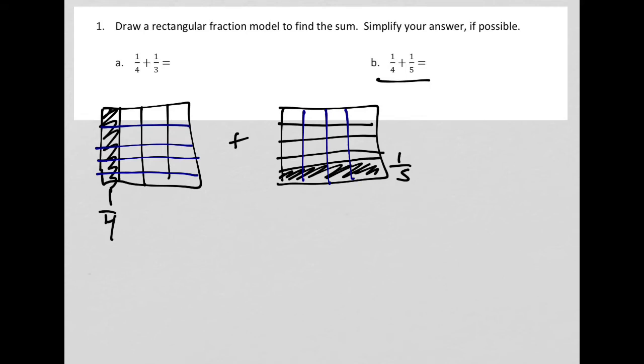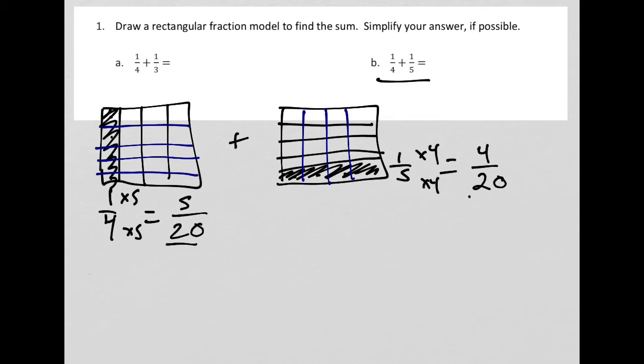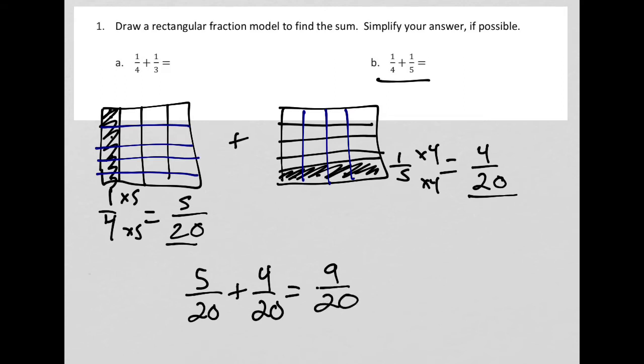Now I've changed this 1/4 into 1, 2, 3, 4, 5 20ths, and I've changed this 1/5 into 1, 2, 3, 4 20ths. Because what I did is I multiplied this by 5 and this by 4 to get the common denominator of 20. So now I have 5/20 plus 4/20, and I'm going to get 9/20 as my answer here. So 1/4 plus 1/5 equals 9/20.